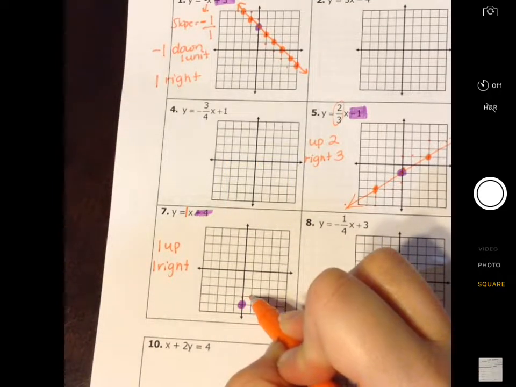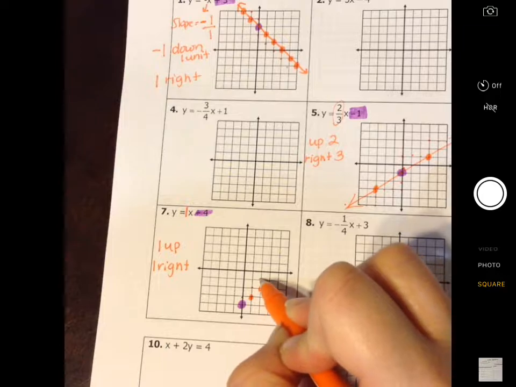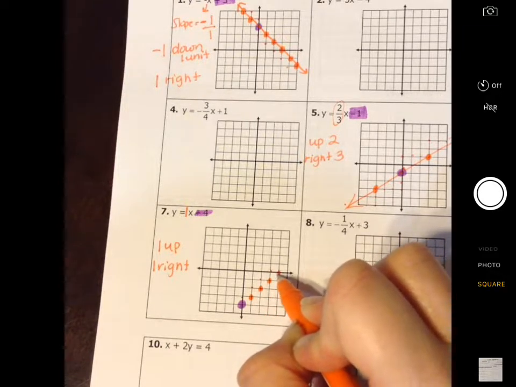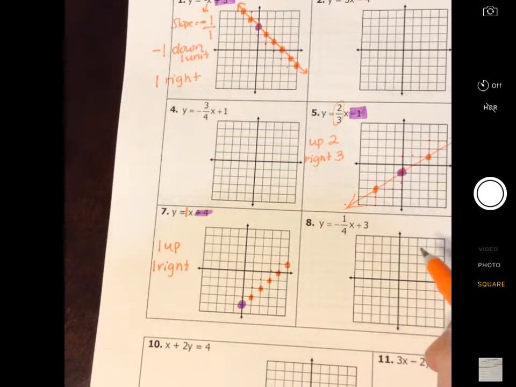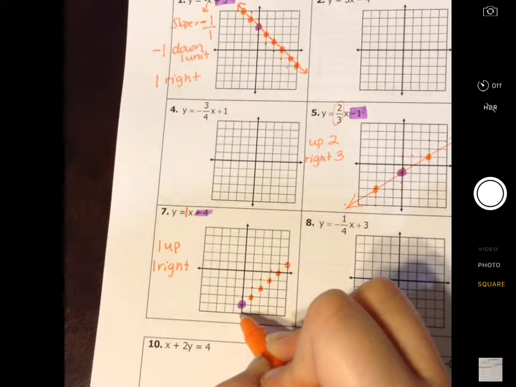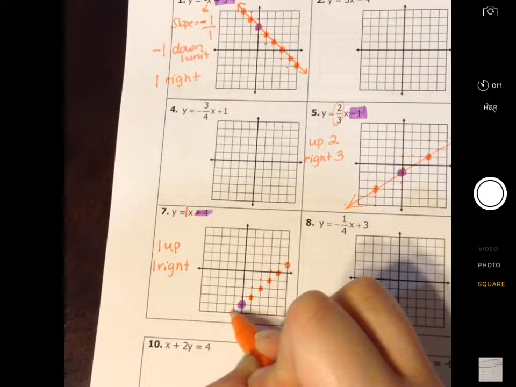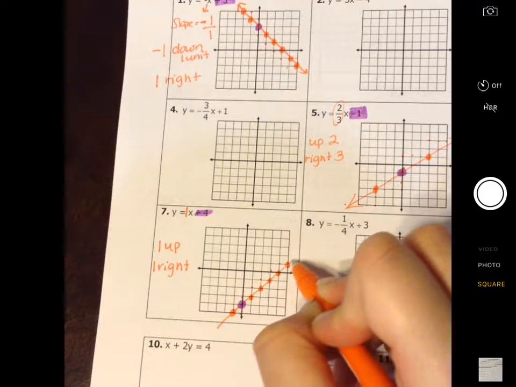Up 1, right 1, and keep going. Ran out of graph. Go back to the other side. Do the opposite. Down 1, left 1. Ran out of graph. I am done.